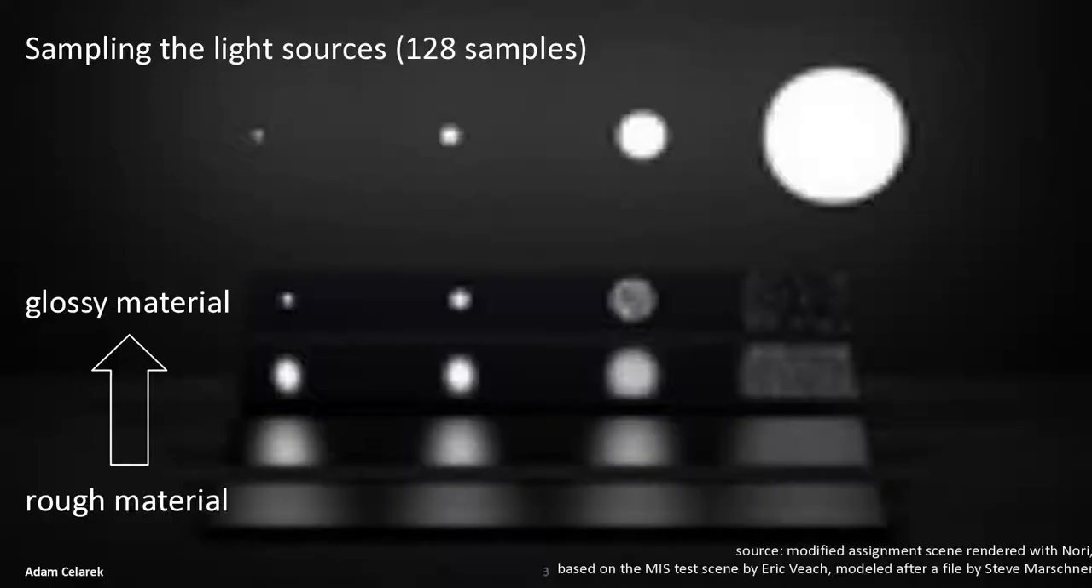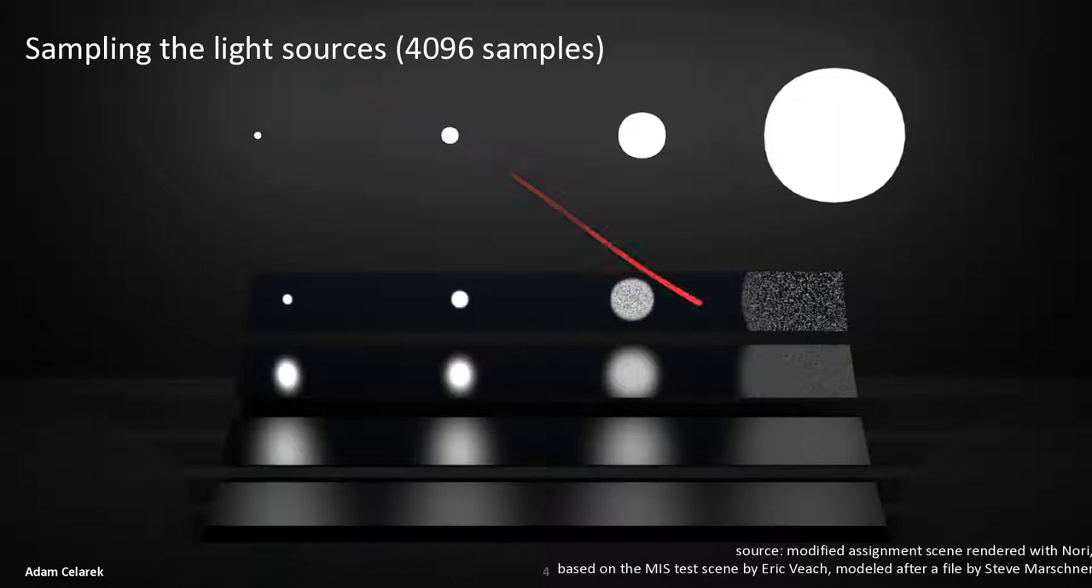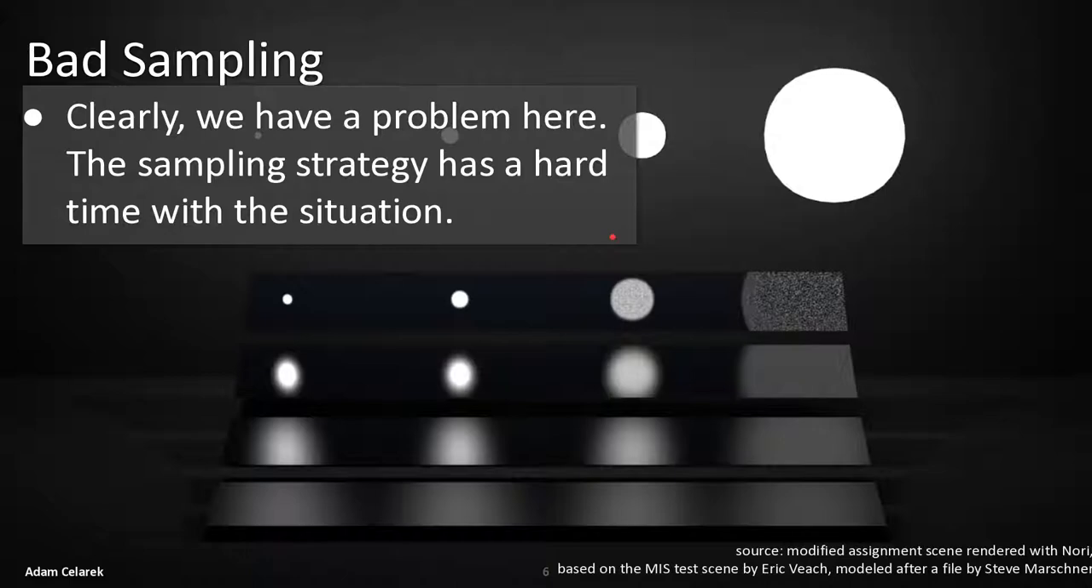Here we see an example of bad sampling. On the bottom you see a rough material and on the top a glossy material, which is harder to sample. It's generally harder to sample using this light source sampling strategy. This is the same strategy that we saw in the light lecture. And you can see that it's bad even when we increase the number of samples. Even further increasing it to 16,000, it's still noisy. So clearly, this sampling strategy has a very hard time to deal with this situation.